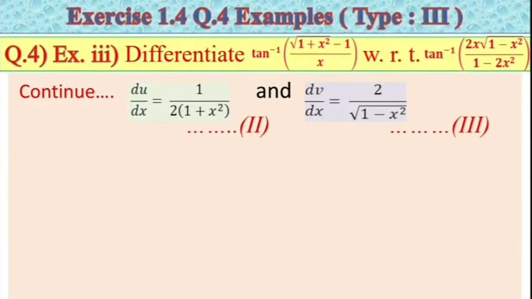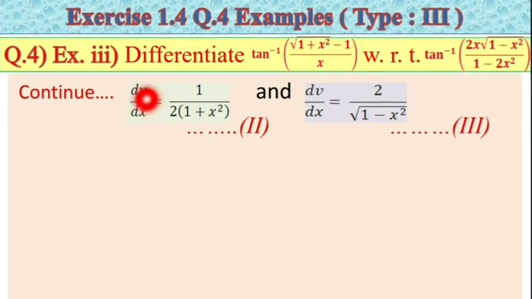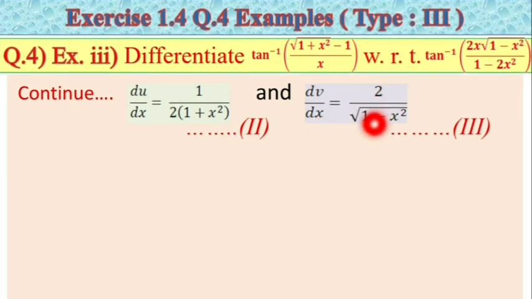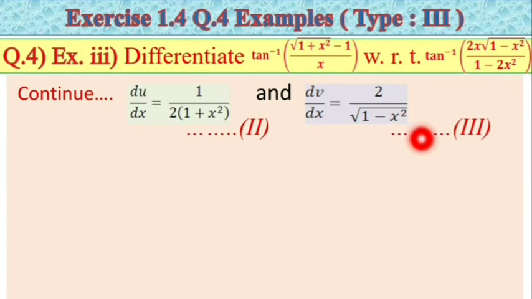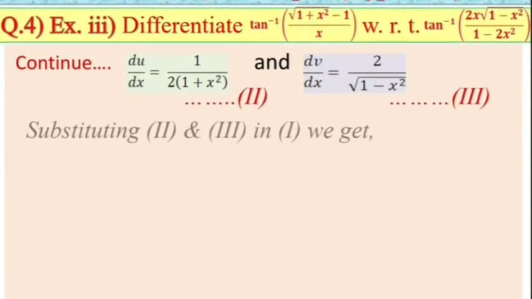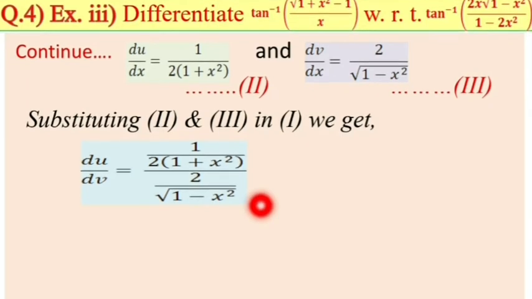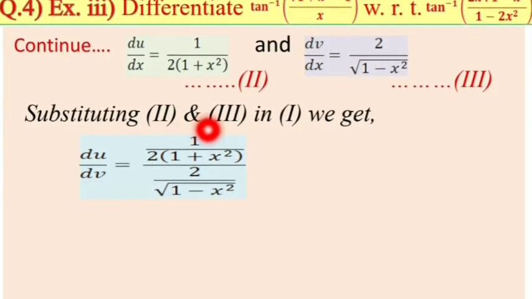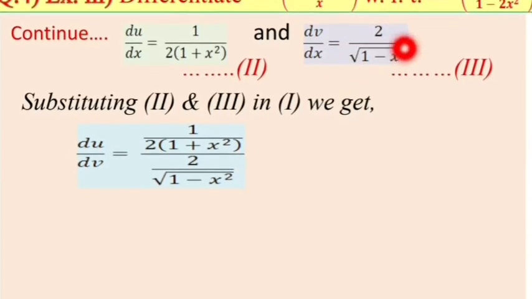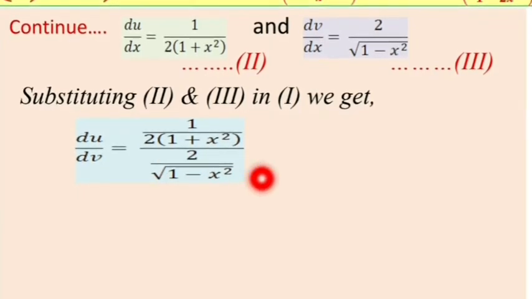Okay, students, now we have to continue the given example from the last page. We have already derived du/dx = 1/(2(1 + x²)), that is equation number 2, and dv/dx = 2/√(1 − x²), that is equation number 3. Now substitute these two values in equation first, du/dv = (du/dx)/(dv/dx). Then we get du/dv = (1/(2(1 + x²)))/(2/√(1 − x²)).